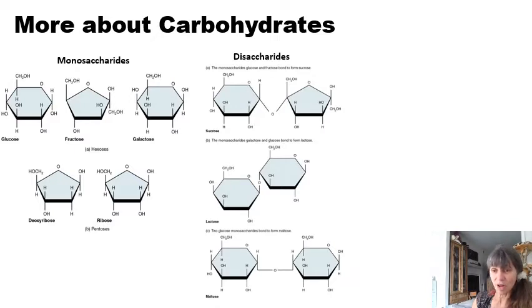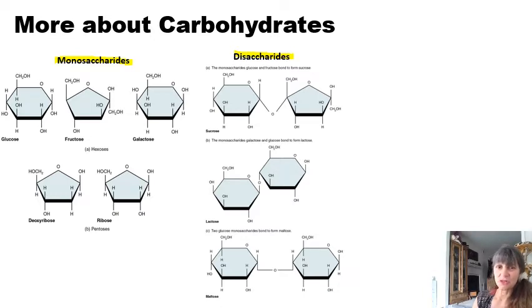Let's take a look at the chemical composition and structure of carbohydrates. To the left we have monosaccharides, mono meaning one, saccharide meaning sugar, and these single sugars include glucose, fructose, galactose, deoxyribose, and ribose. You'll notice that these monosaccharides are split into two groups, the hexoses and the pentoses. Hexose monosaccharides contain 6 carbons. Pentose monosaccharides contain 5 carbons. On the right side, you'll notice the disaccharides.